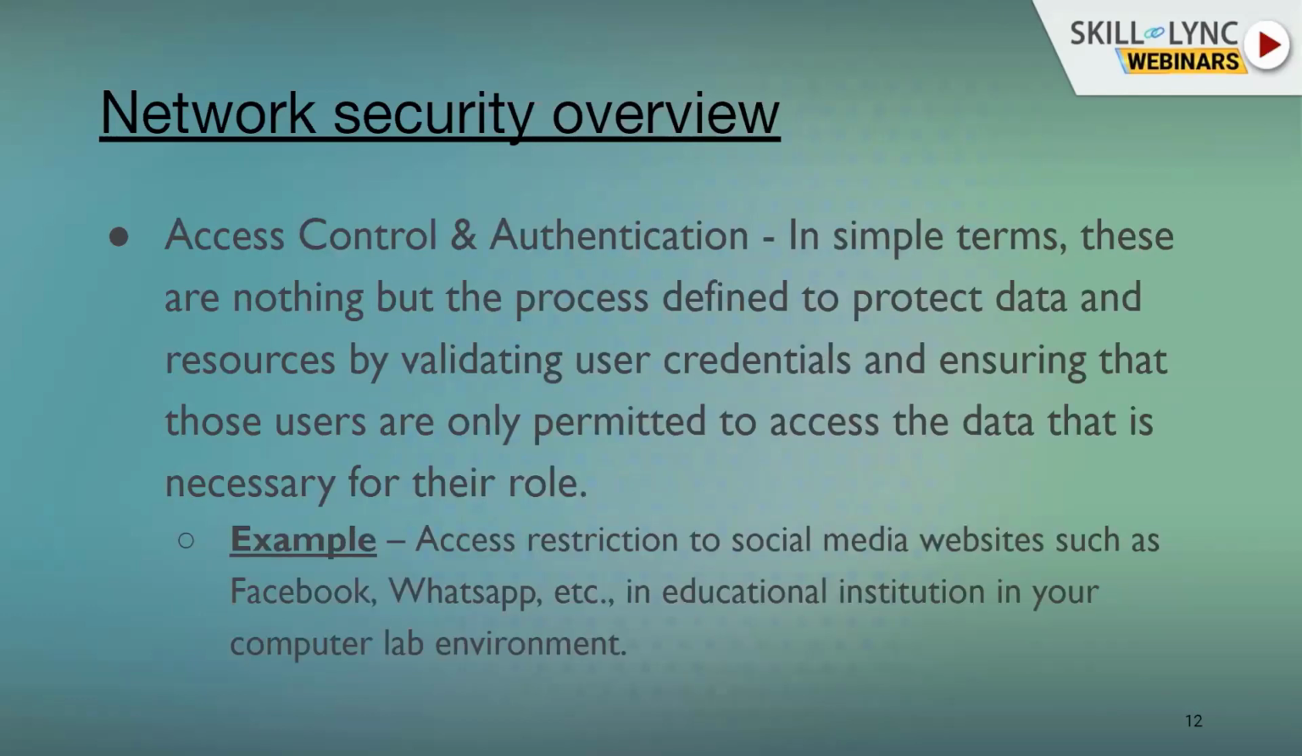Access control and authentication, in simple terms, is the process defined to protect data and resources by validating users' credentials and ensuring that only permitted users get access. As simple as that. That's just the definition; what I told you is an example. Another example is access restricted to social media websites such as Facebook, WhatsApp, etc., in your educational institution or in a computer lab environment. You have your own credentials for your Facebook. That's your identity again, that's your authentication again. You have your own password for your authentication. So that's one good example.